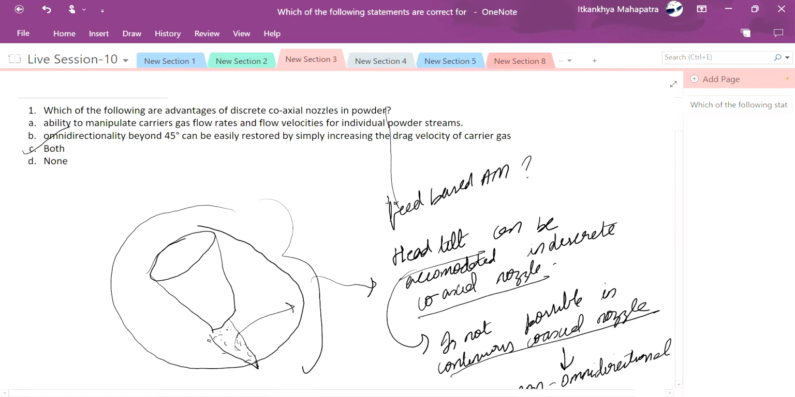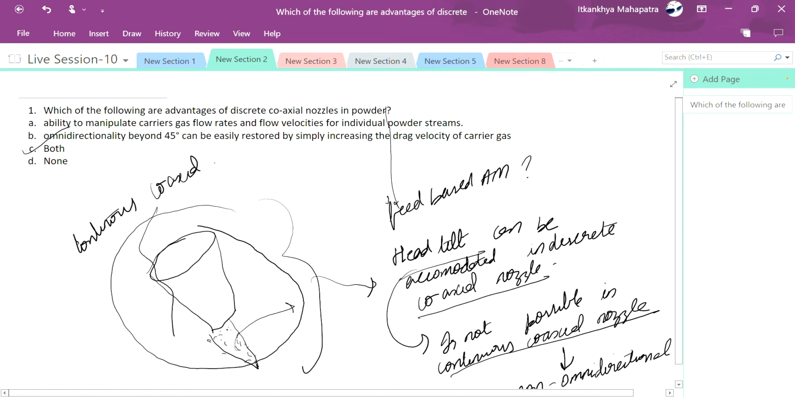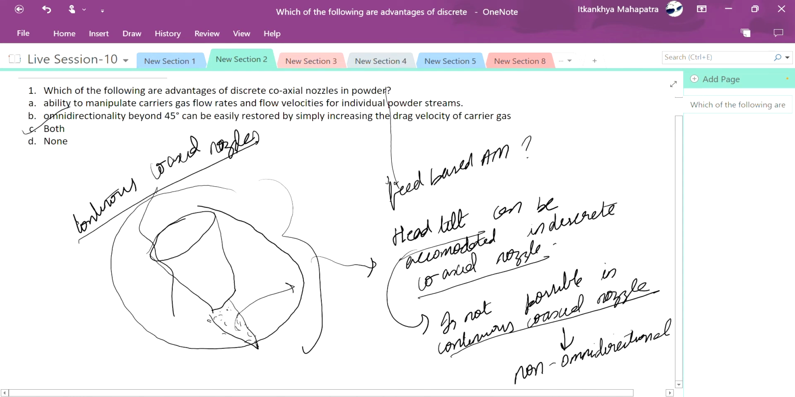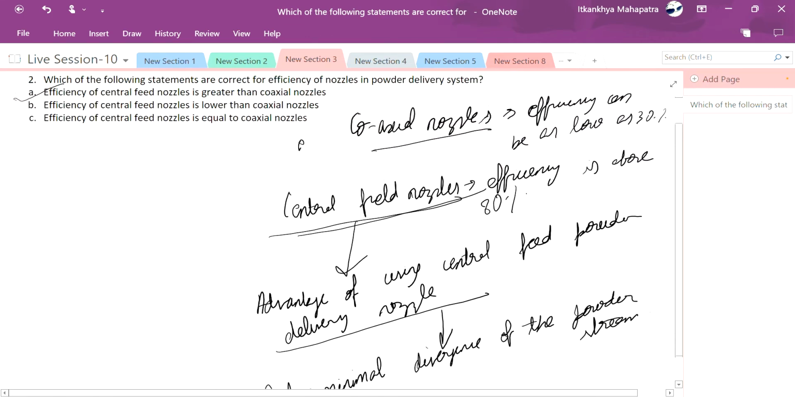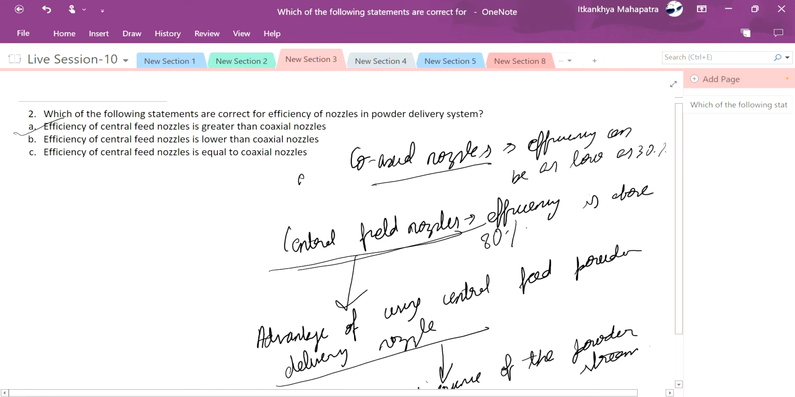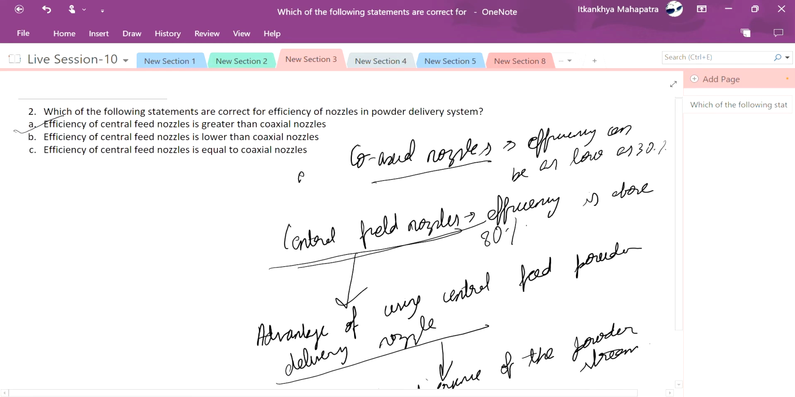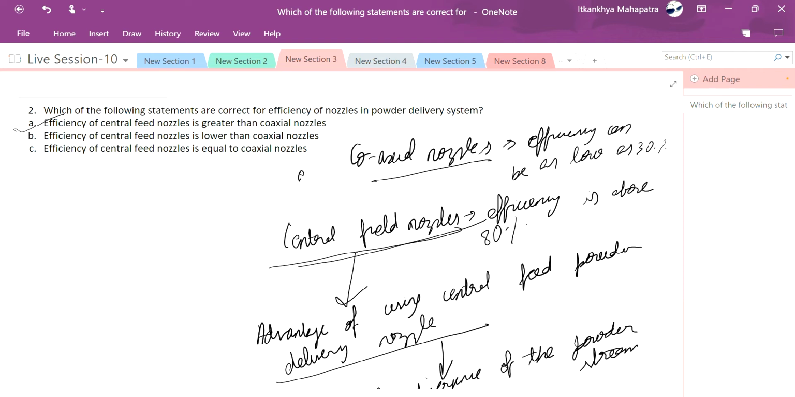So here also the same figure we can refer. This is for the continuous coaxial nozzles. Okay, there is a head tilt here. But in the discrete coaxial nozzles, there is no head tilt. Okay. Any doubts till now?